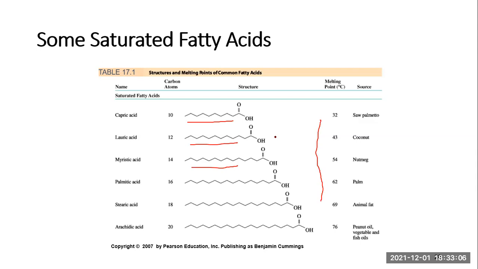One way that we can describe a fatty acid is by the number of carbons and the number of double bonds.